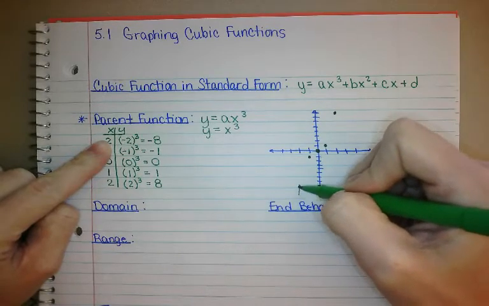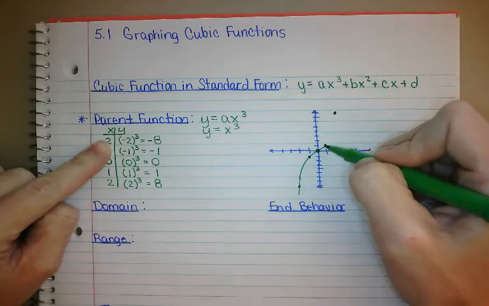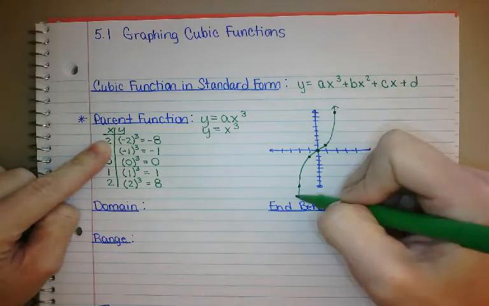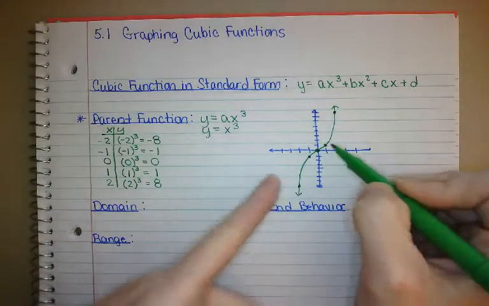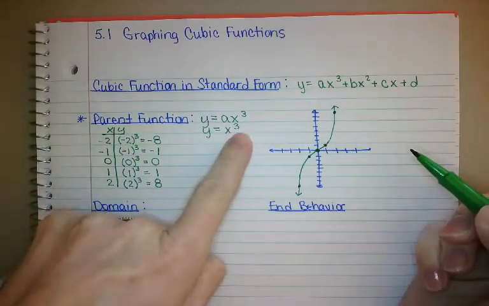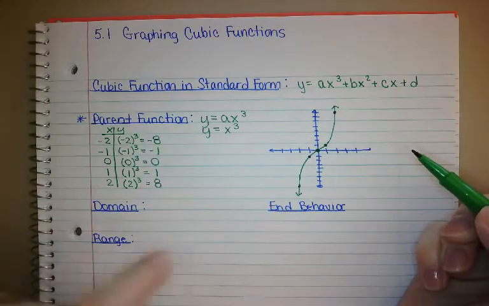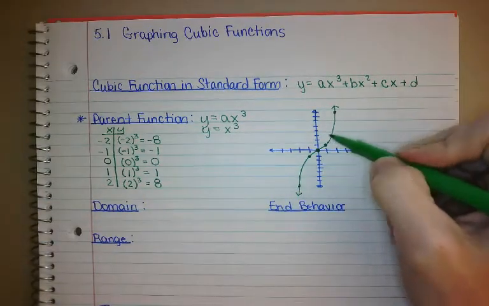It does have a curve. So it is not a straight line. And I could obviously keep picking more points, but because we're cubing, your numbers are going to grow quickly. But this is our basic direction for a cubic function.